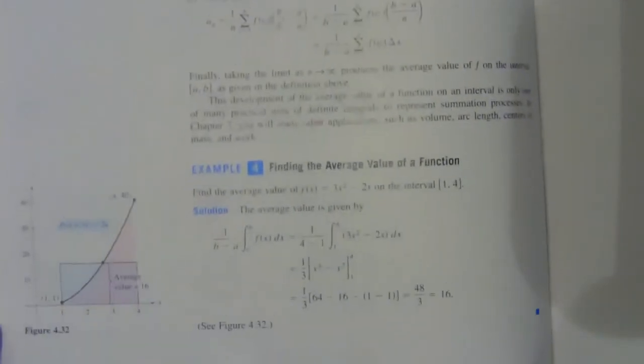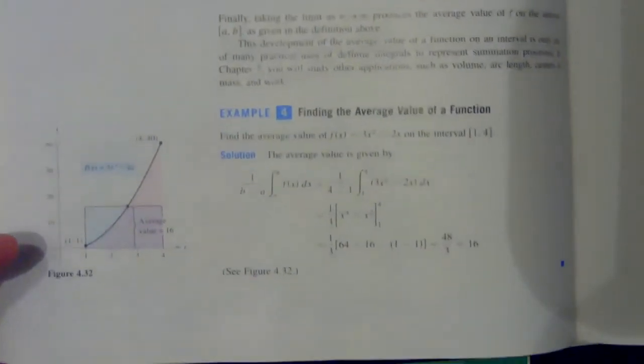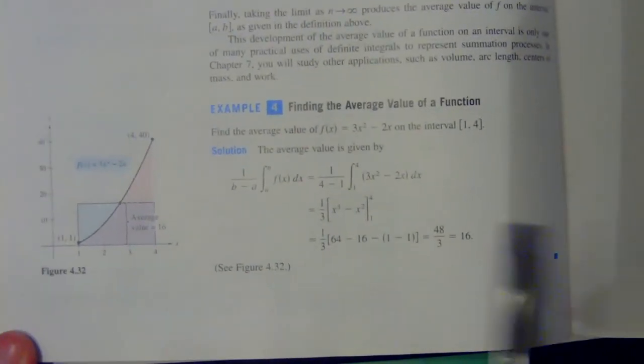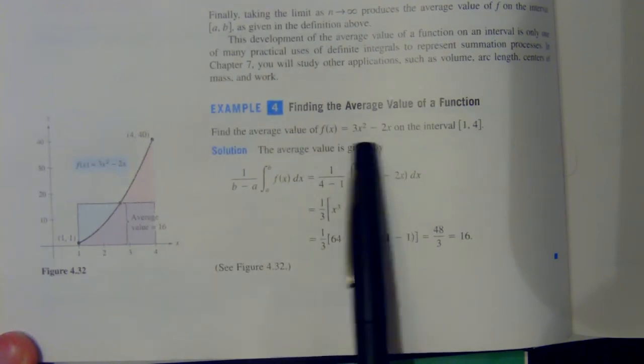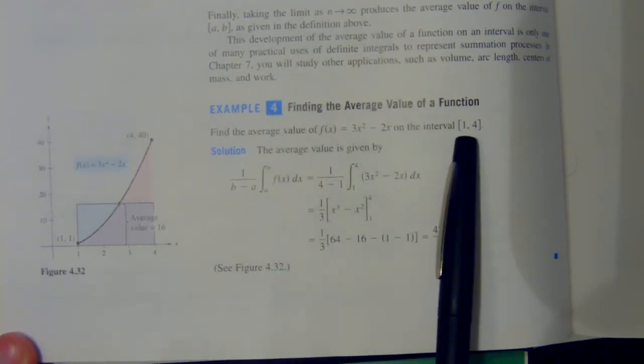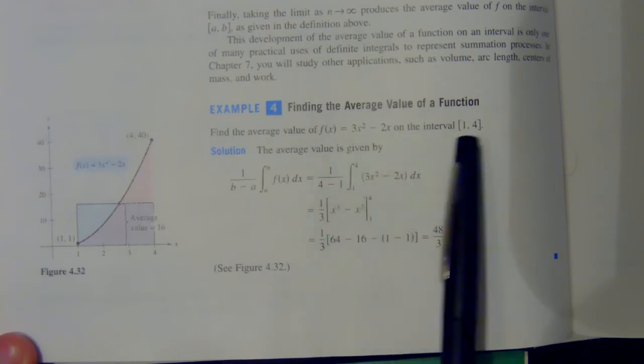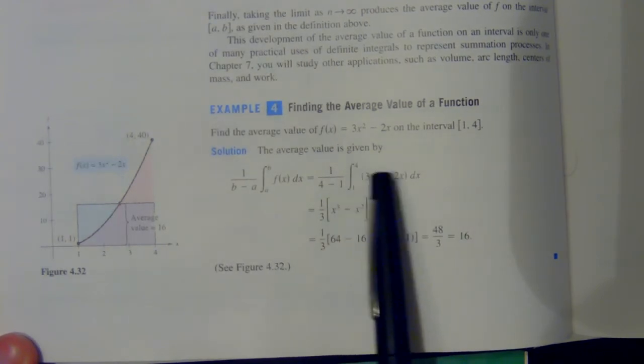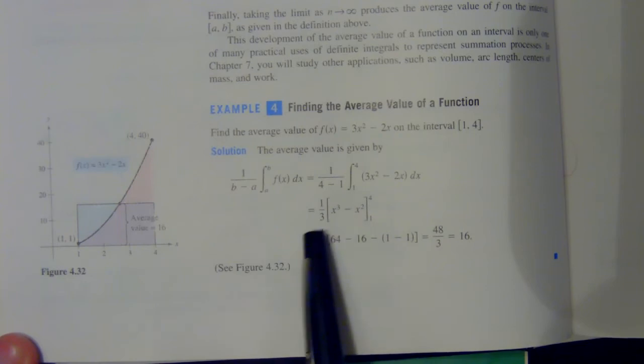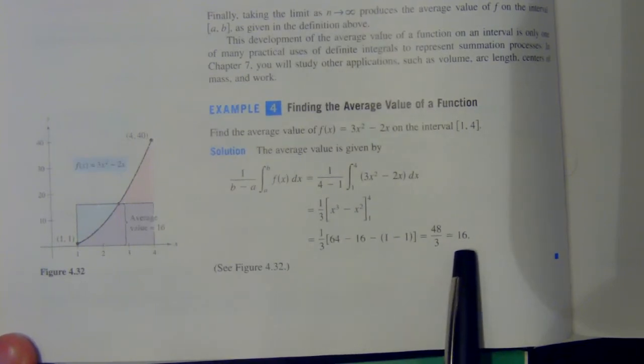So if you look at this one example here, this is on page 286, by the way, I give you a function, say find the average value over that interval. So there's your a, there's your b. So I'm going to go 1 over 4 minus 1 times the integral from 1 to 4. So you integrate that, plug in the 4, plug in the 1, times it by the 1/3. You're going to get that 16 right there.